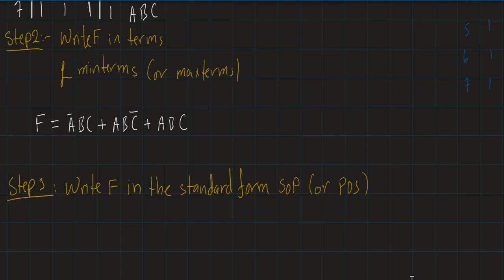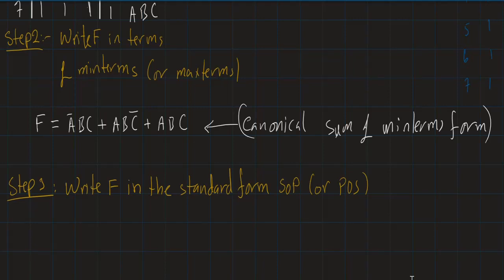So this form is called the canonical sum of min terms form. This is what this form is called, because it's a sum of min terms. These are min terms and I'm summing them, so it's called the sum of min terms, canonical form.